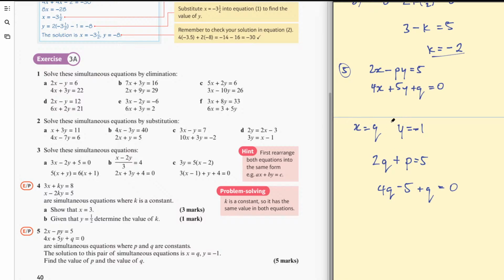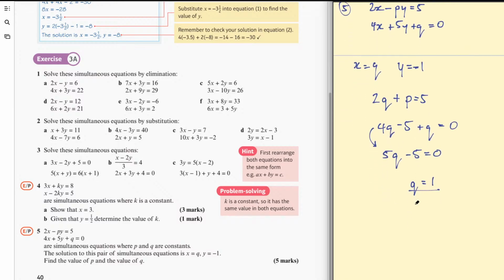Well, if these are solutions, then surely I can just plug them in, right? And then this equation becomes 5q take 5 equal to 0, and then q is equal to 1. And then if we plug that in here, p is going to equal 3.